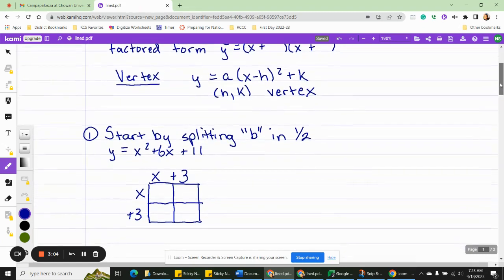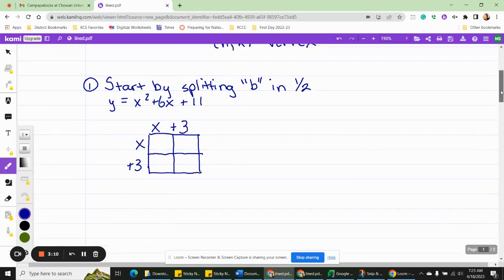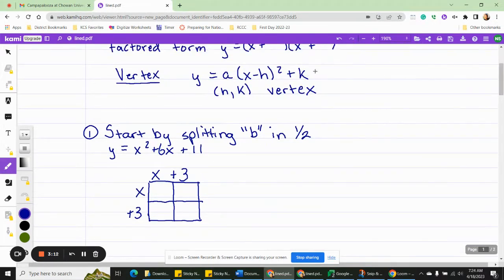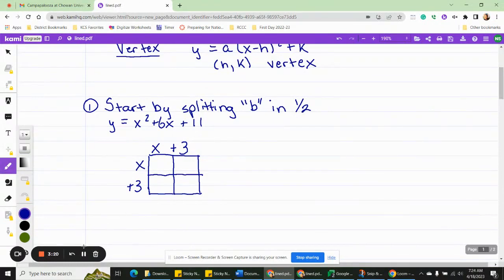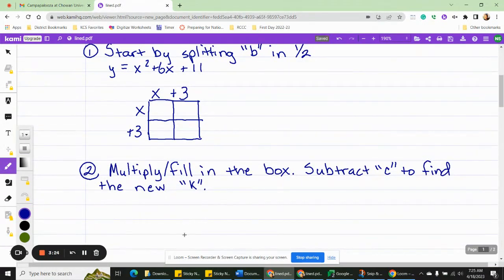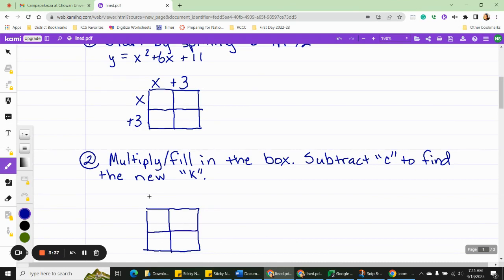Now our next step is that when we have a c value, we're going to subtract it to find the new k. And I know k is a little bit confusing, but remember k is going to be our new last value when we rewrite this equation in vertex form. So let's write that next step. Now you can see I said we're going to multiply and fill in the box first. So let's go ahead and do that. Let's draw the same box that we had above. And I'm going to write x plus 3 on the top and x plus 3 on the side. And then I'm going to multiply to fill in the box.